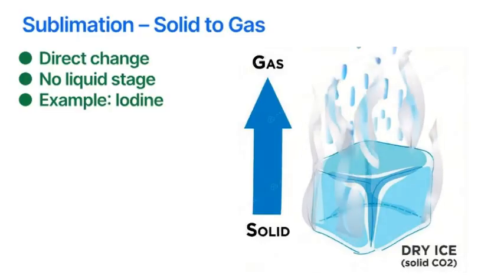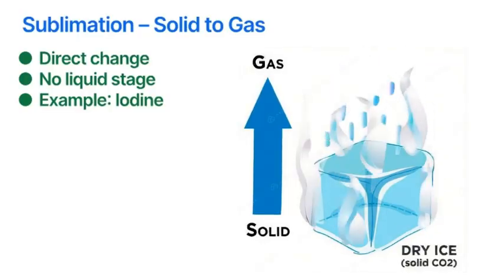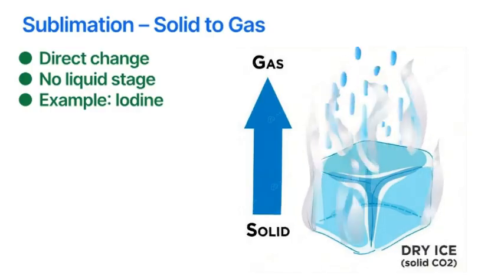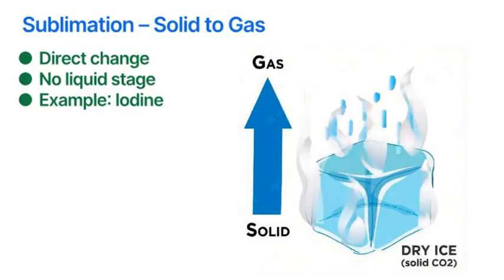A good example is solid iodine, which turns into a purple gas when heated. Dry ice, which is solid carbon dioxide, also sublimes into gas.